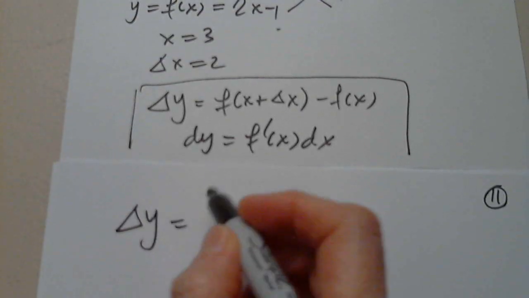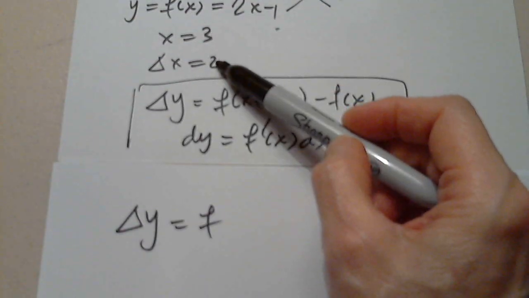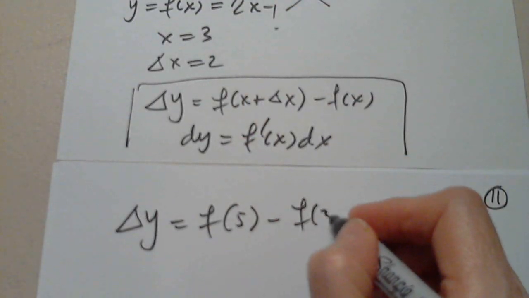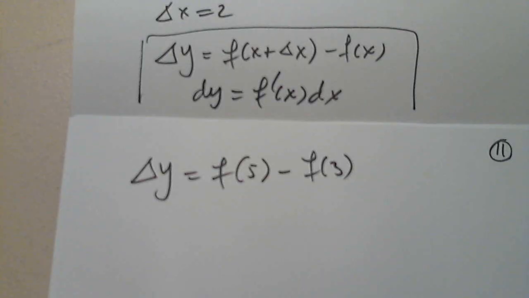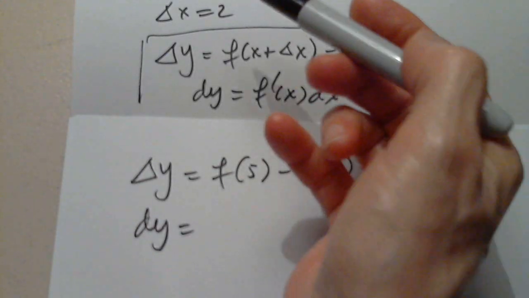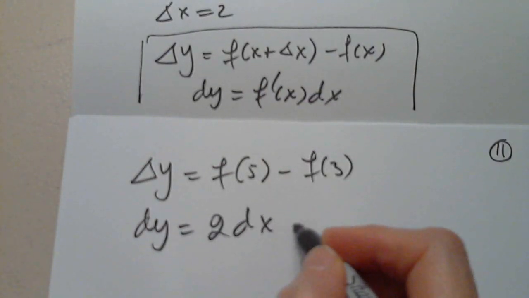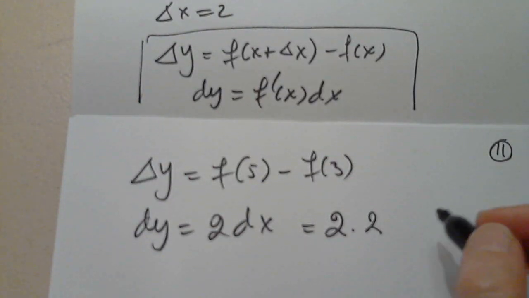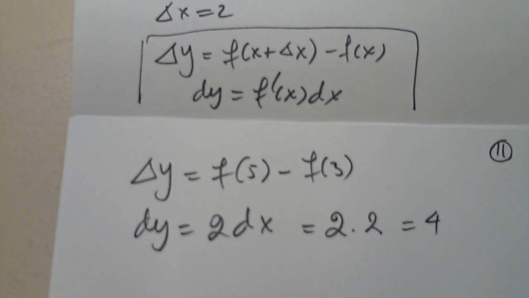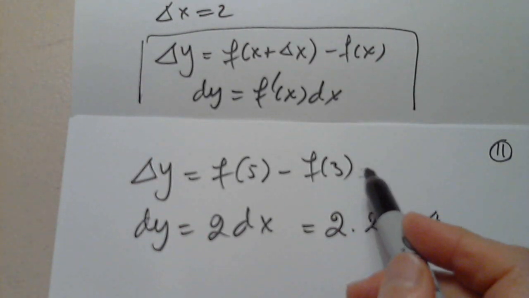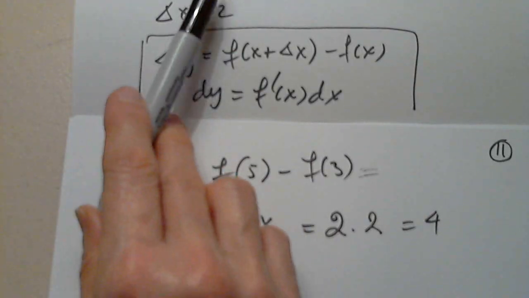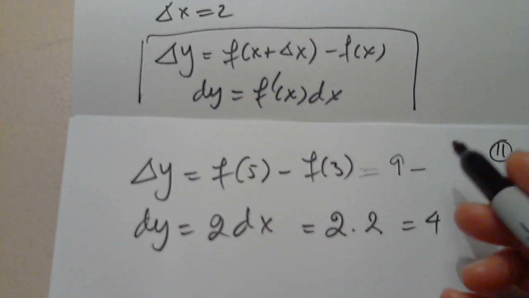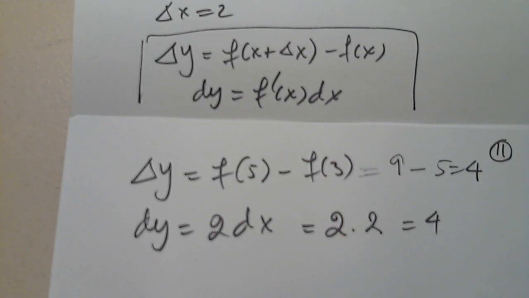So for delta y, I have f of x plus delta x, which is f of 5, minus f of x, which is f of 3. For dy, I have to differentiate, and I have 2 dx. So it's 2 times dx, which is 2. The delta x and dx are the same. So in f of 5, I plug in 10 minus 1 is 9. When I plug in 3, 6 minus 1 is 5. So they happen to be equal.